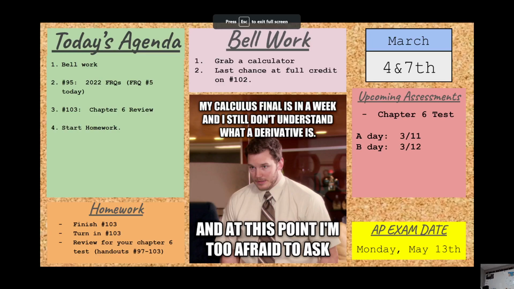Derivative is slope. So when you need slope, you use your derivative. Also, you can kind of look at this, 2 lines, right?